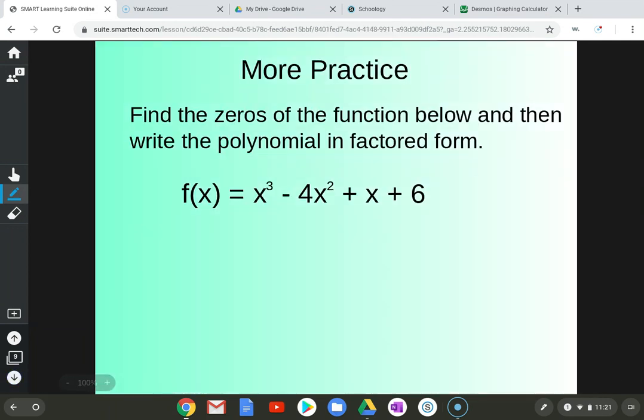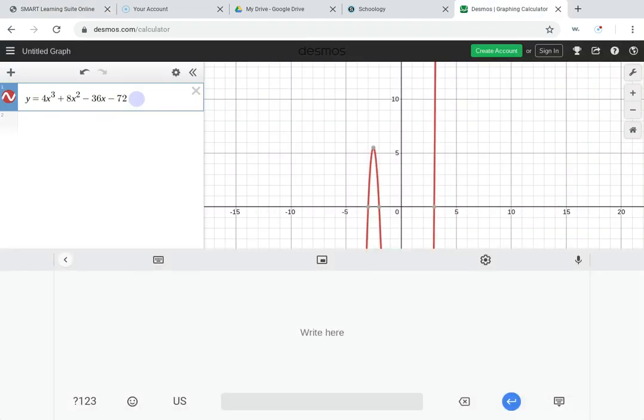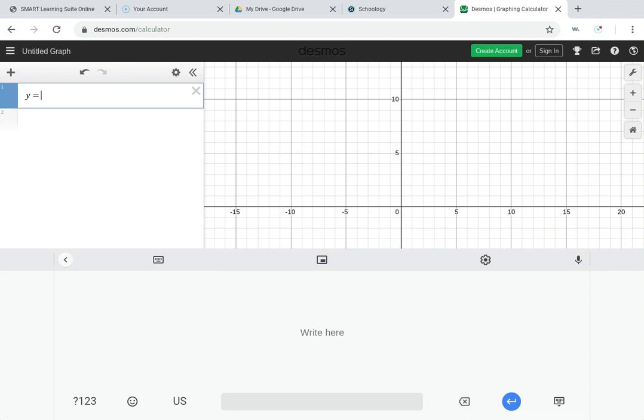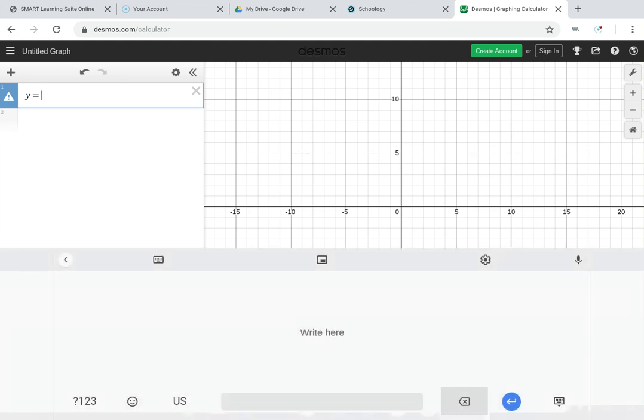All right, more practice. Find the zeros of the function below and then write the polynomial in factored form. So we're going to try this again. x cubed minus 4x squared plus x minus 6. Let's see what we got. Let's see if I can do it this way. Nope, it doesn't like that.